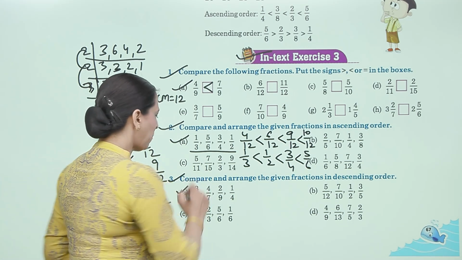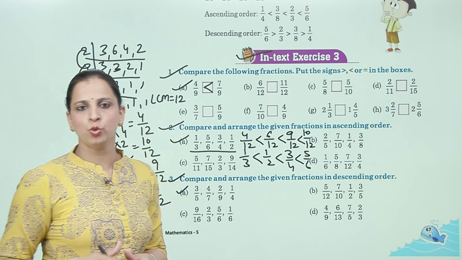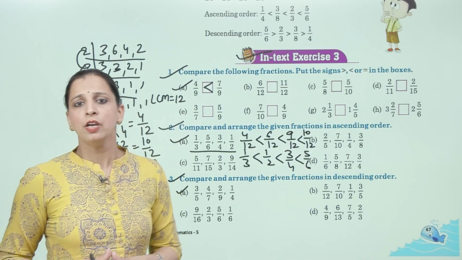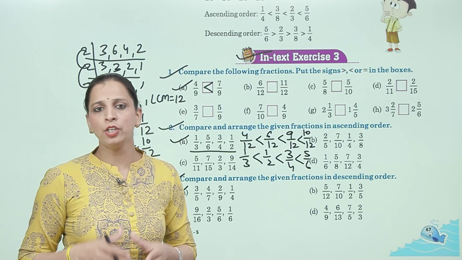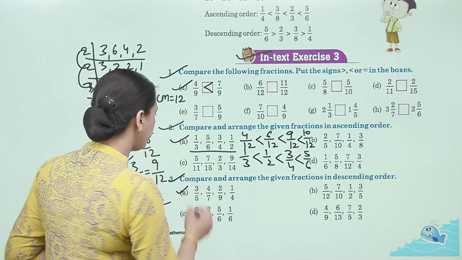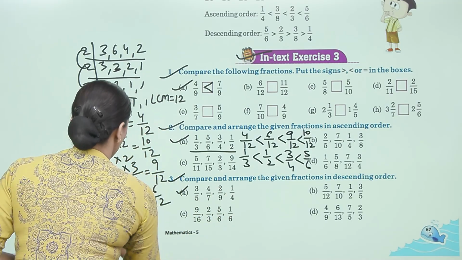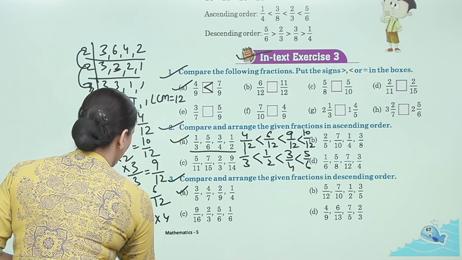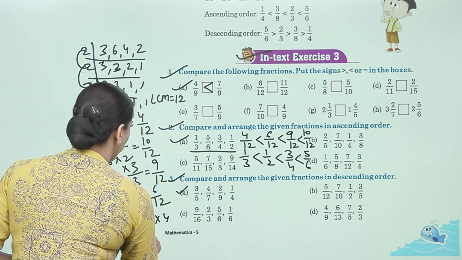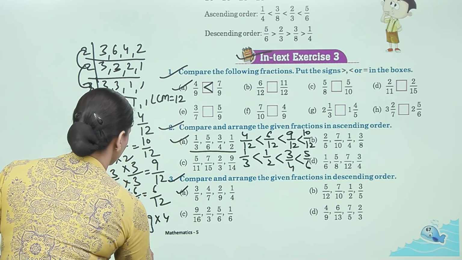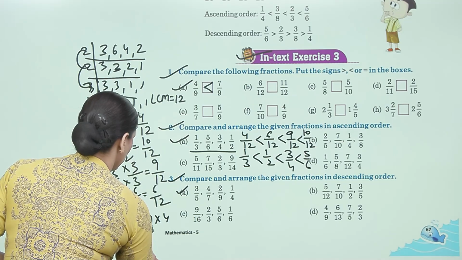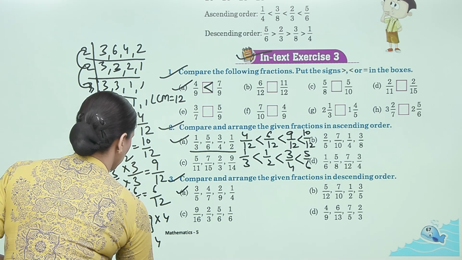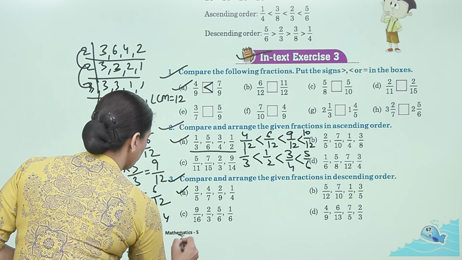A part: 3 by 5, 4 by 7, 2 by 9 and 1 by 4. Again we have to take LCM and find the equivalent or like fractions. Now 5, 7, 9 and 4. LCM is 5 into 7 into 9 into 4. 5 7s are 35, 35 9s are 315. Multiply by 4.